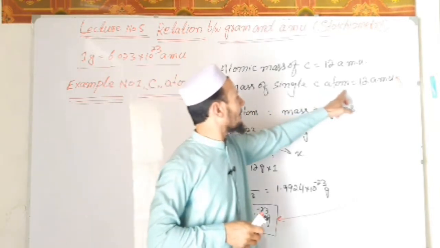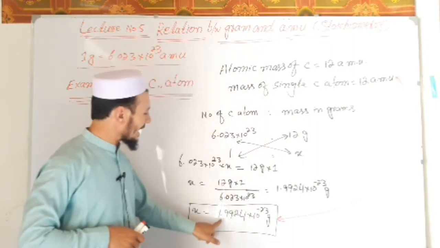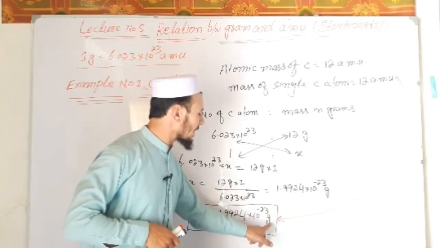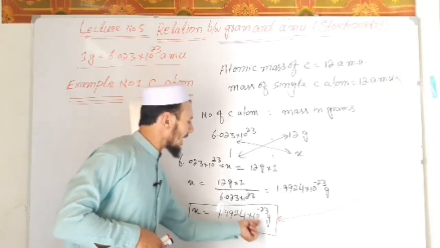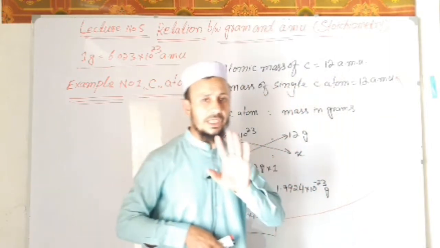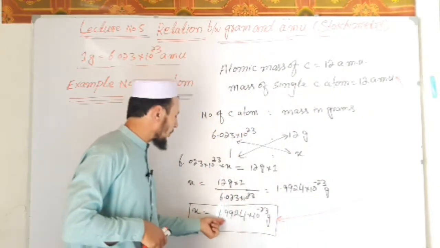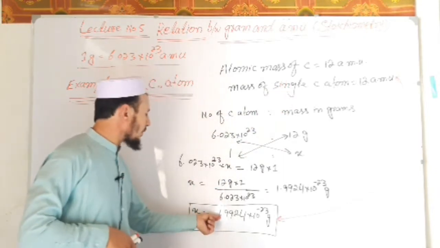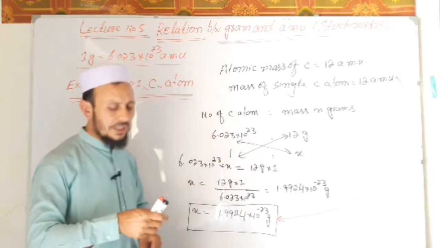The mass of a single atom of carbon in a.m.u is equal to 12 a.m.u, and the mass of a single atom of carbon is equal to 1.9924 multiplied by 10 raised to the power of minus 23 gram. It is the mass of one carbon atom in grams. It is the mass of one carbon atom in a.m.u. What does it mean? It means that 12 a.m.u is equal to 1.9924 multiplied by 10 raised to the power of minus 23 gram.